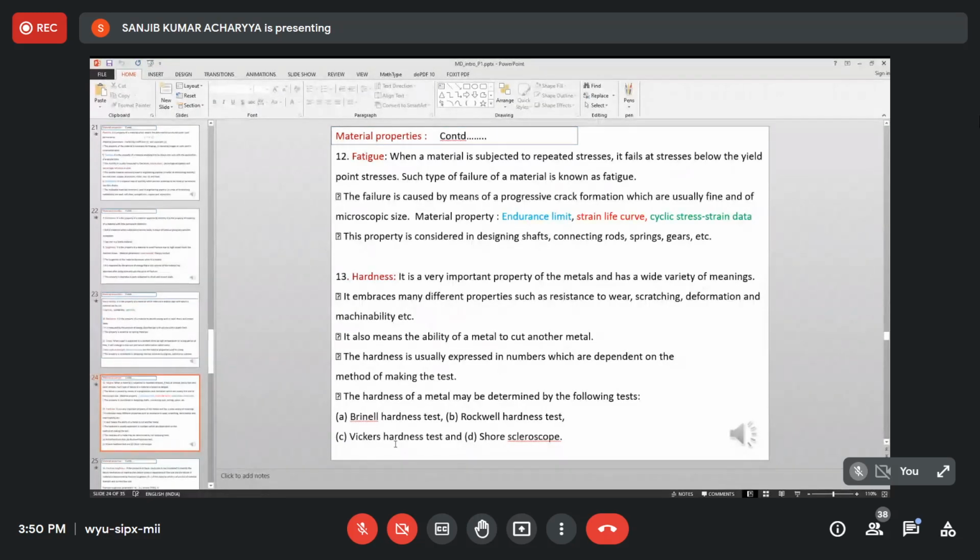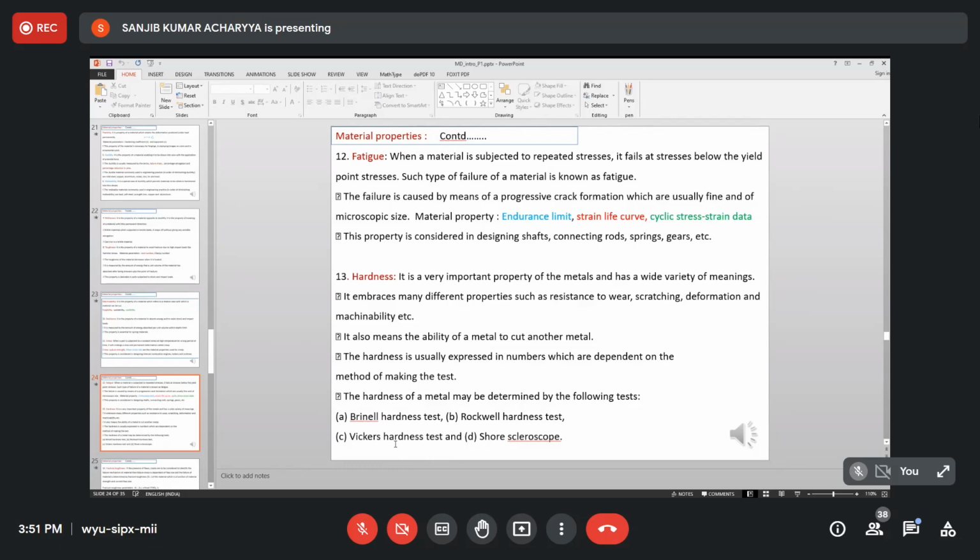Hardness is another material property. Hardness is the resistance of the material against abrasion, scratching, wear. When loads act on the top surface, there is a tendency of the material for wear, for generating scratches, and the resistance against this abrasion varies from material to material, and this is quantitatively measured through hardness.